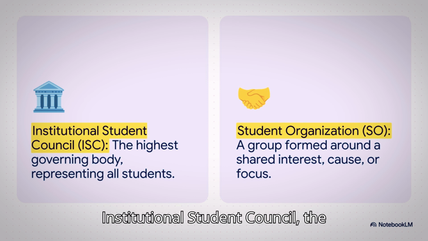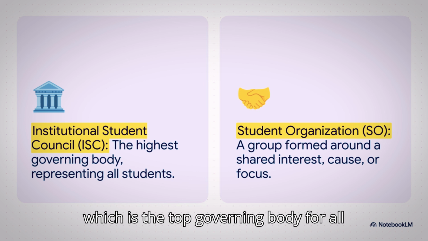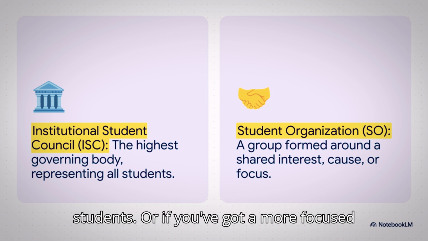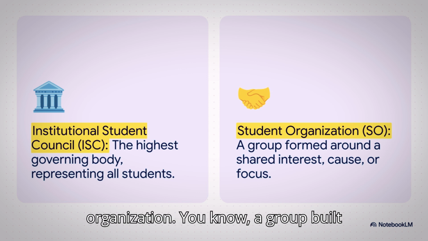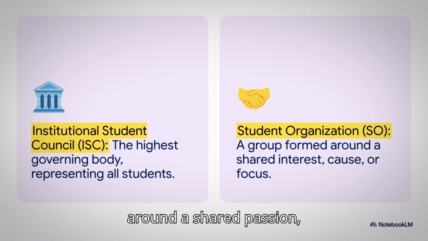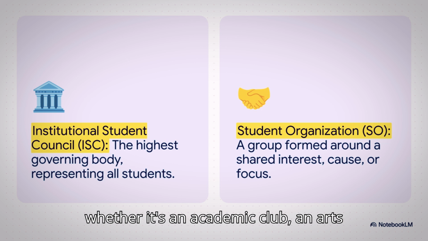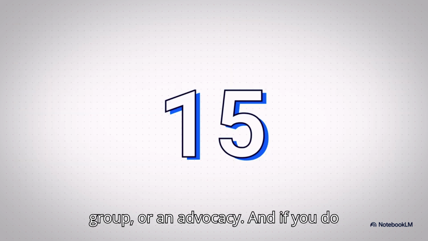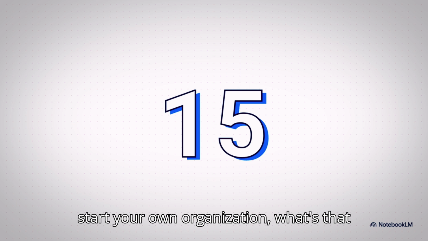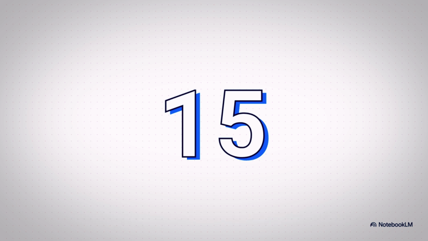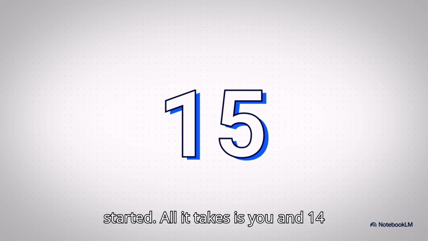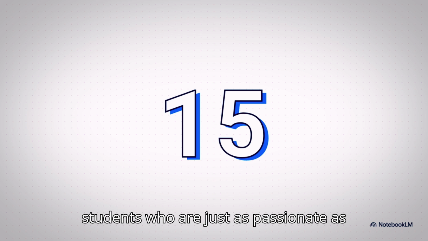You can run for the Institutional Student Council, the ISC, which is the top governing body for all students. Or, if you've got a more focused interest, you can form a student organization. A group built around a shared passion, whether it's an academic club, an arts group, or an advocacy. And if you do decide to start your own organization, what's that magic number? Just 15. That's it. You don't need some huge movement to get started. All it takes is you and 14 other students who are just as passionate as you are.